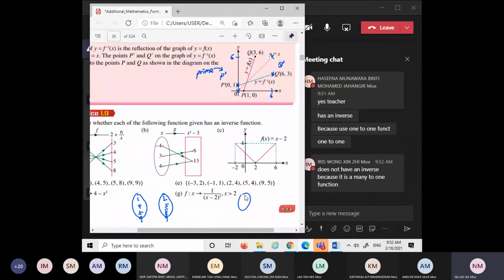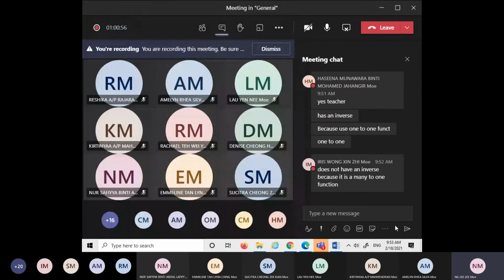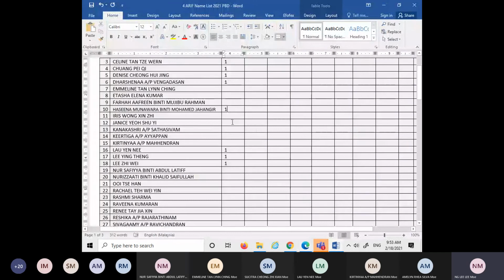Let me test. Is it many to one? Okay, so -3 here, 2 here. Then -1 and 1. Then 2 and 4. Okay, 5 and 4. Okay, you see or not? Okay, this is many to one. So 9 and 5. So this is many to one. Okay, correct, Iris?